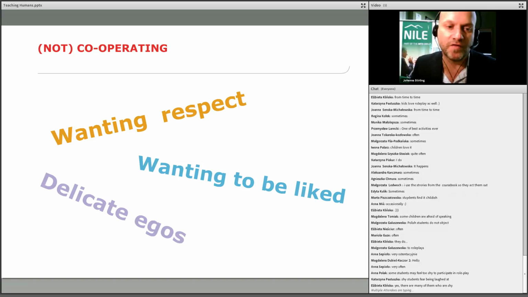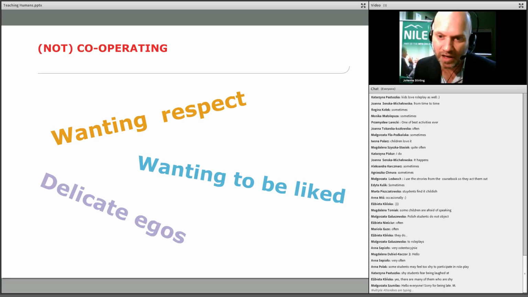And that finally they have delicate egos. They feel very sensitively about comments that are made to them or things that are said to them or what they're asked to do, which might be, as we've got a comment here, that they fear being laughed at.